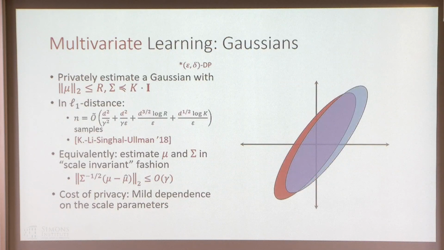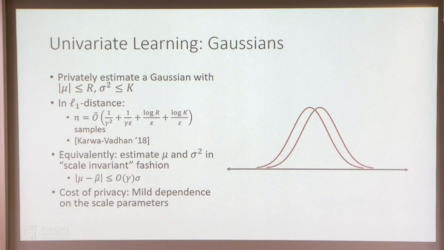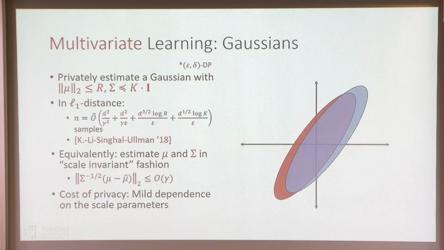Okay, and there's also a corresponding one-dimensional problem which Vishesh and Salil studied with John, Jerry, and Vikrant as well. We studied a high-dimensional version which roughly has the same story, in the sense that we pay only a mild dependence on the scale parameters. But again, this is interesting compared to the L-infinity statement, where you really had to pay an exponential cost.